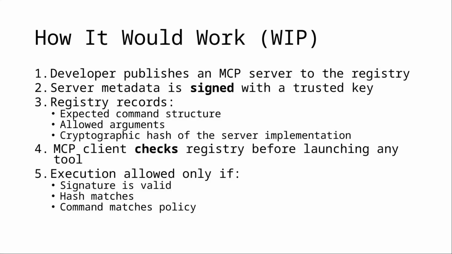So the workflow would be roughly this. The developer publishes an MCP server to the registry. The metadata is signed with a trusted key, and the registry records exactly which command should be executed, which arguments are allowed, and which binary or script hash is expected. Then the MCP client checks the registry before running anything, and only if everything matches, the tool is launched. So think of it like package signing, but for AI tools.